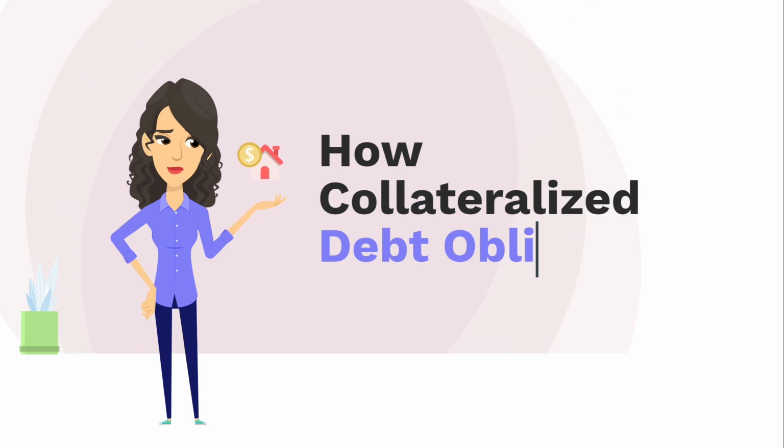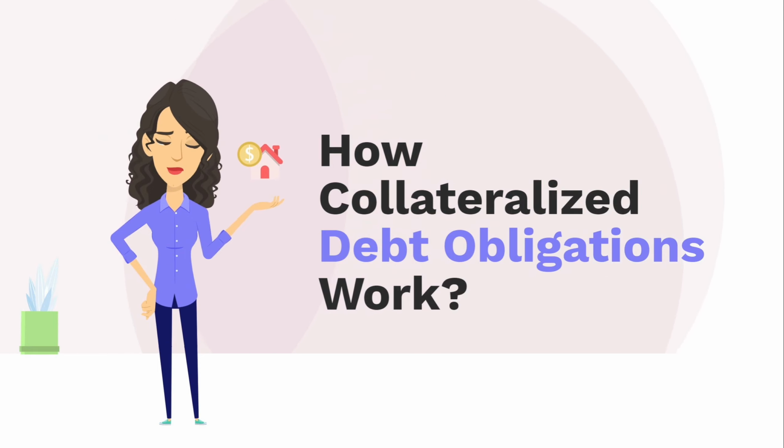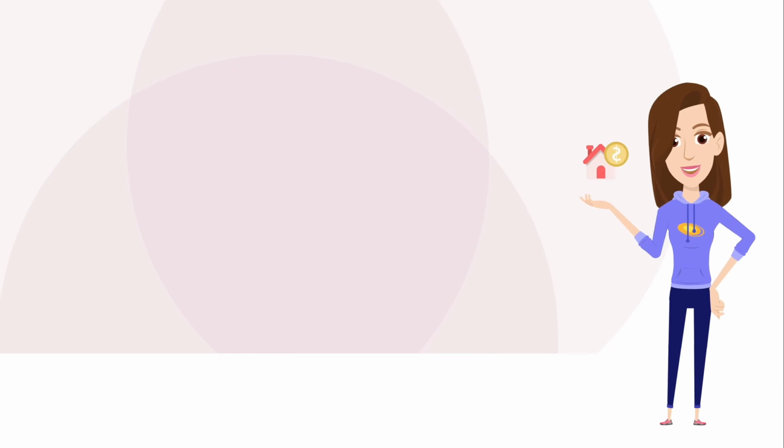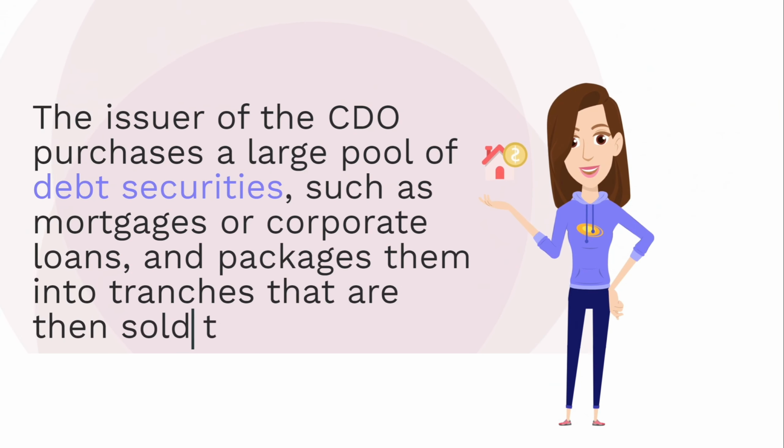How collateralized debt obligations work. CDOs are typically created by investment banks or other financial institutions. The issuer of the CDO purchases a large pool of debt securities, such as mortgages or corporate loans, and packages them into tranches that are then sold to investors.